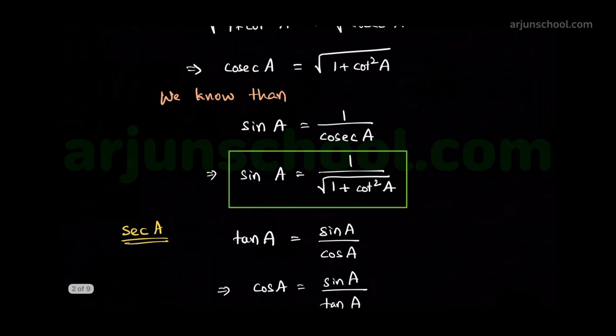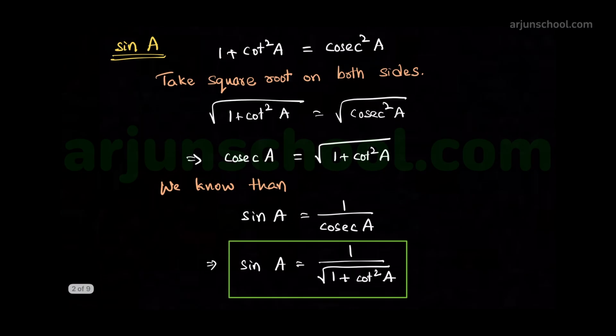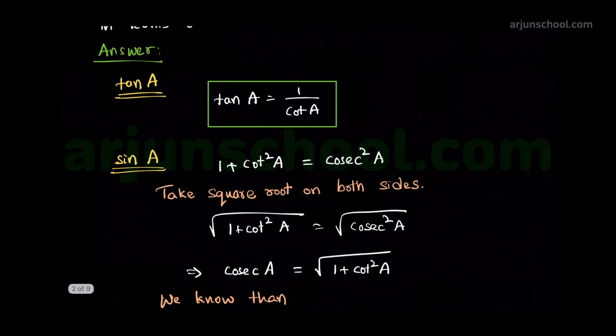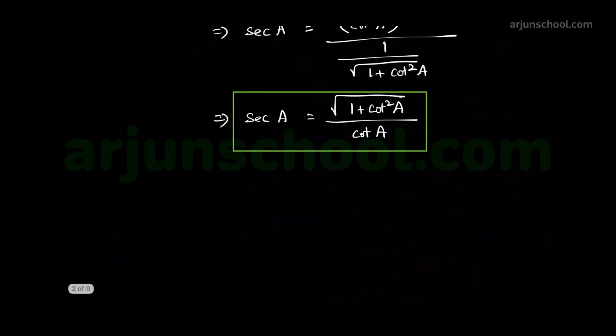To summarize, sin A is equal to 1 by root over 1 plus cot square A. Tan A is equal to 1 by cot A. Secant A is equal to root over 1 plus cot square A by cot A.